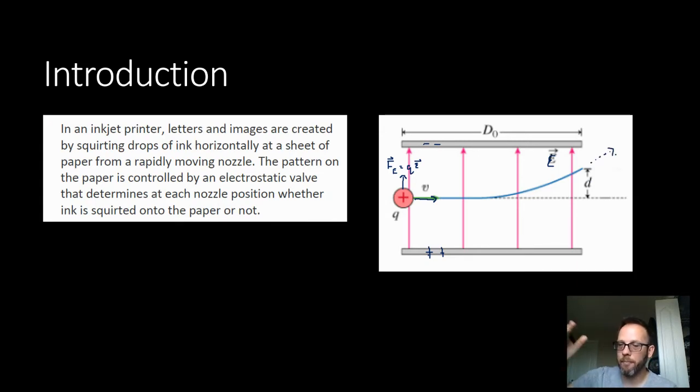By allowing for these deflections, you don't need to have a setting for a nozzle to be at every position. A nozzle at one position could deflect an ink droplet different ways, to make the printer more efficient. So we're going to do two problems with respect to a setup like this.